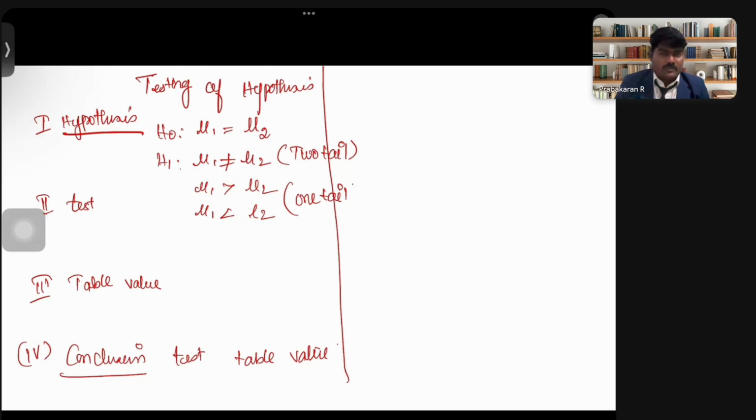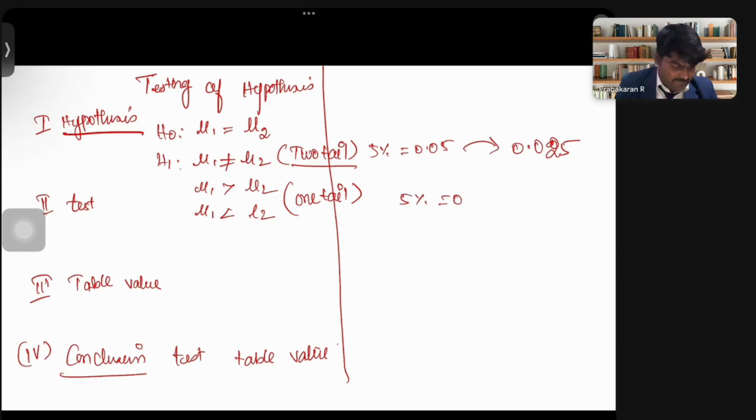By default, we are going to take only a 5% level of significance. 2-tail means 5%, that is 0.05, lies on both sides, maybe lesser or greater. So this will become 0.025. If it is 1-tail, it purely lies on only one side, so we can keep it as 5%, 0.05. No issues on that. This is helpful for finding out the table value.